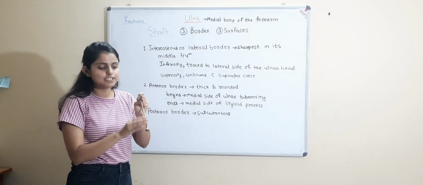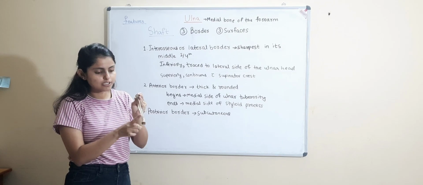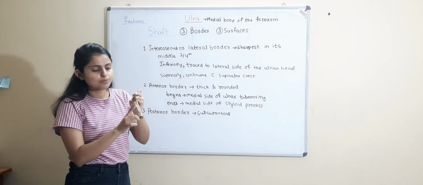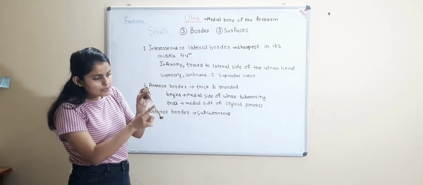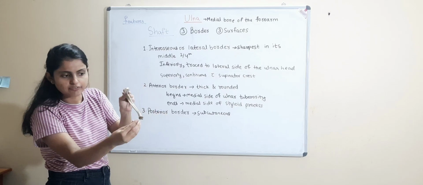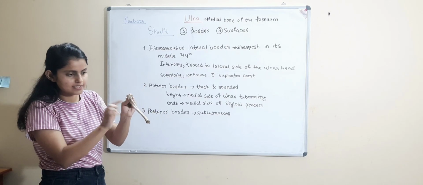And the shaft has three borders and three surfaces. The three borders are the interosseous or lateral border, the anterior border, and the posterior border. The interosseous lateral border is sharpest in its middle two-fourths. Inferiorly, it is traced to the lateral side of the ulnar head, and superiorly it continues with the supinator crest.